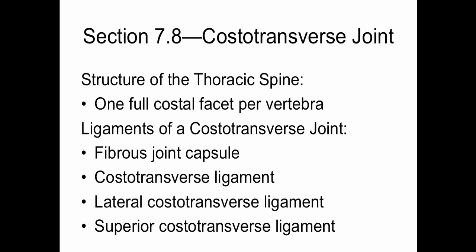The typical thoracic vertebra has a full costal facet on its transverse processes. The costotransverse joint is where the tubercle of the rib meets the transverse process of the thoracic vertebra. The costotransverse joint is stabilized by four ligamentous structures: the fibrous joint capsule, the costotransverse ligament, the lateral costotransverse ligament, and the superior costotransverse ligament.